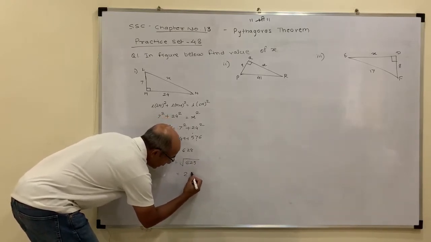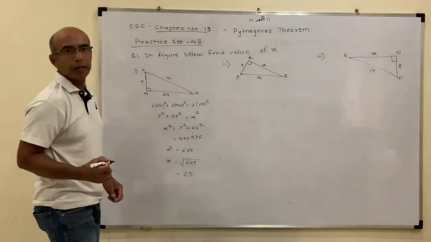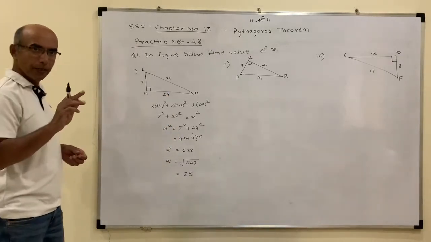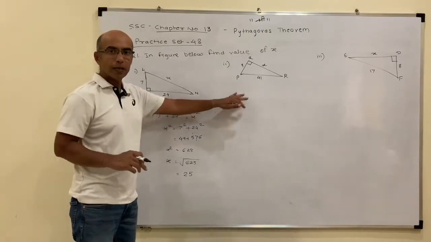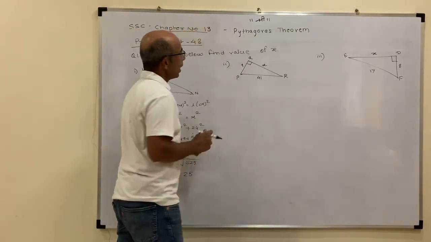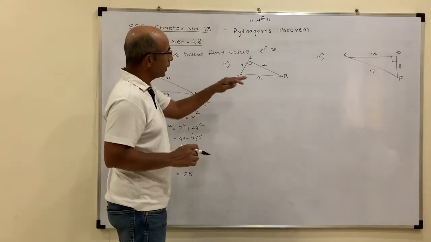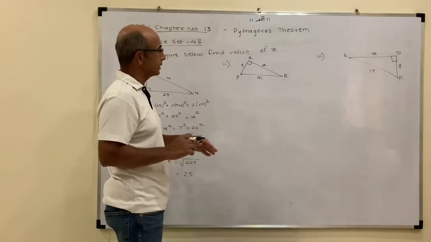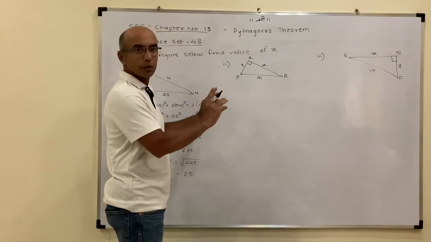625 is the square of 25. So my x will be 25. Now let's look at the second one. What it says, again now if you carefully observe, you need to observe where the right angle is. Don't just rush to the problem.